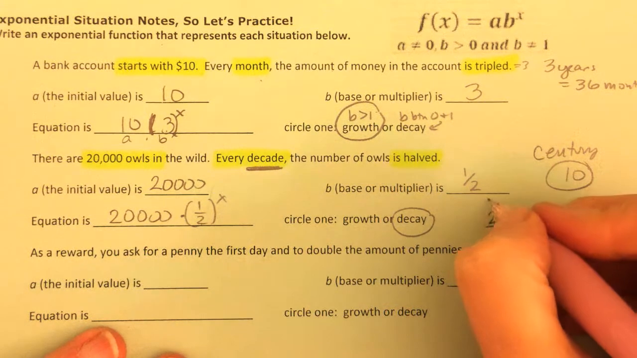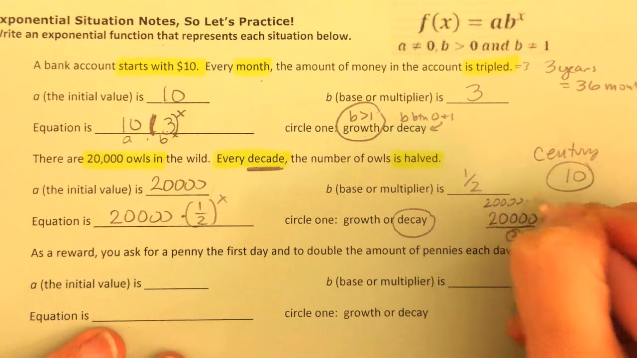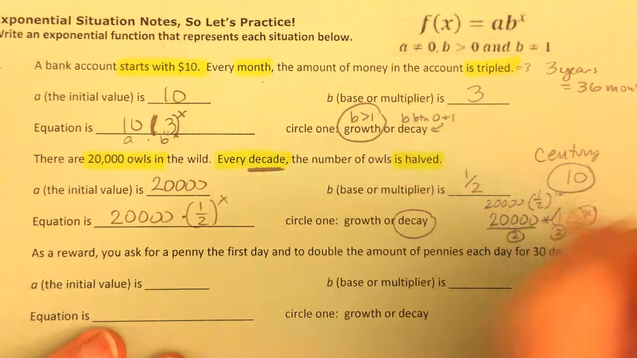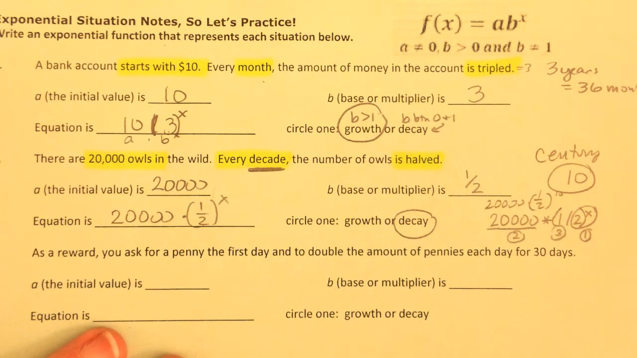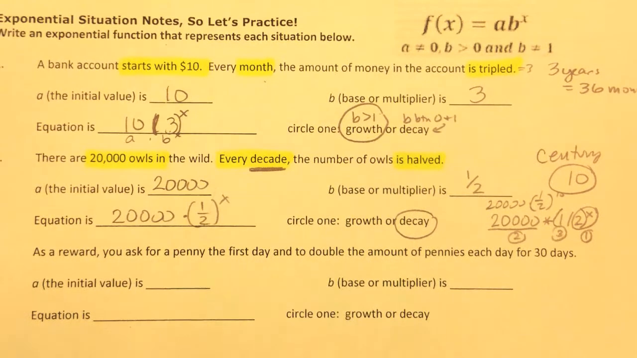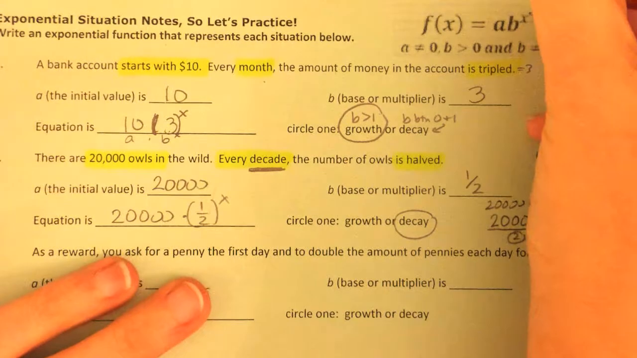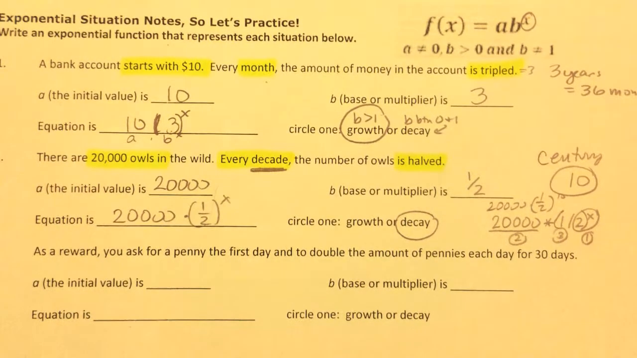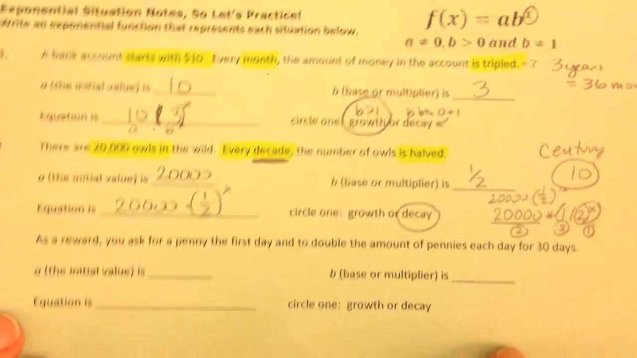So that would be 20,000 times 1/2 to the 10. Not 100. There's 100 years in a century, but I'm counting by the decade. Does this make sense? This is why the interval matters. That's why you have to pay attention to it. Okay? Let's look at the last one.